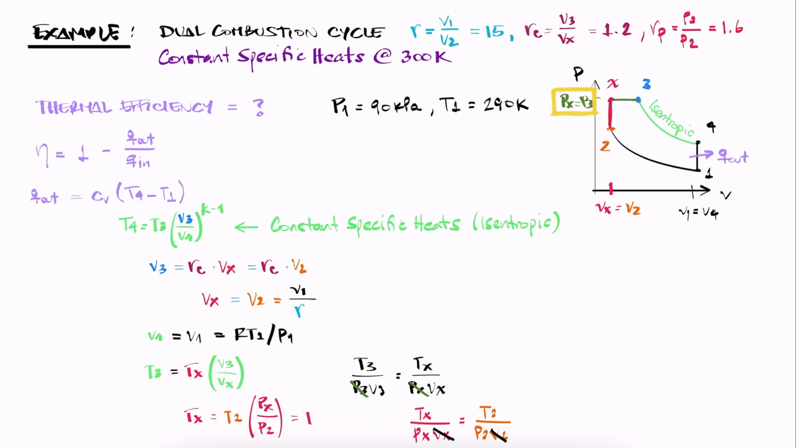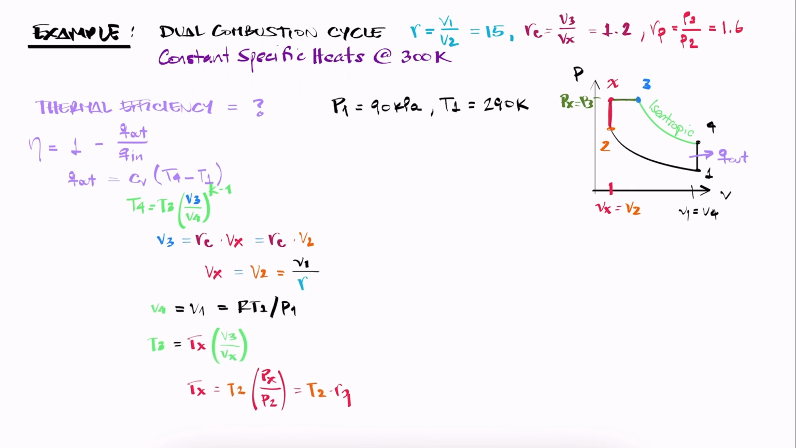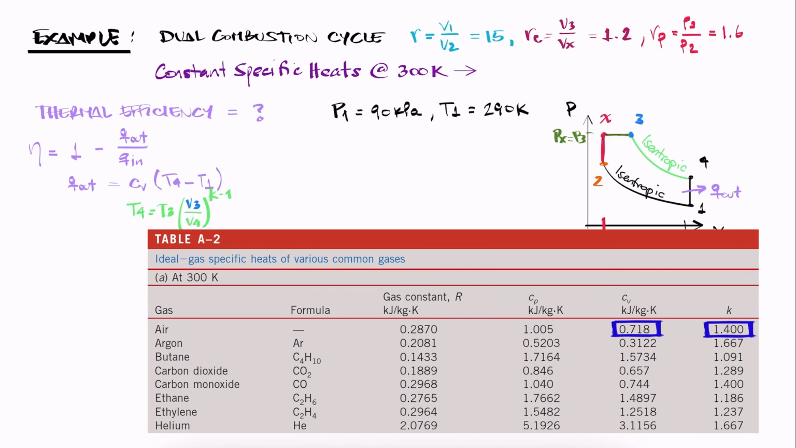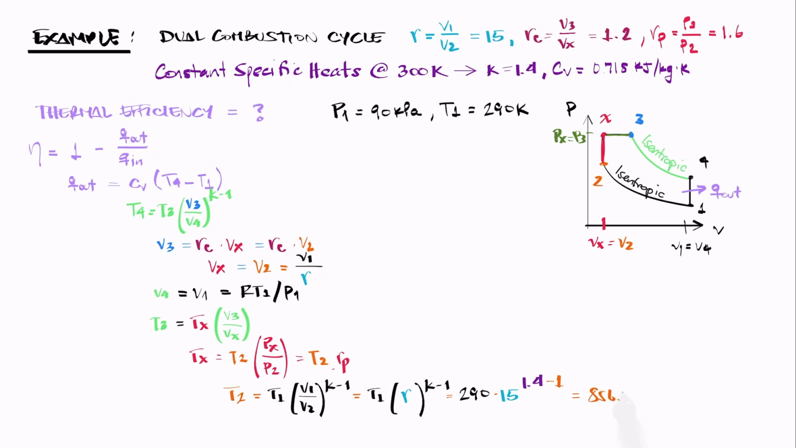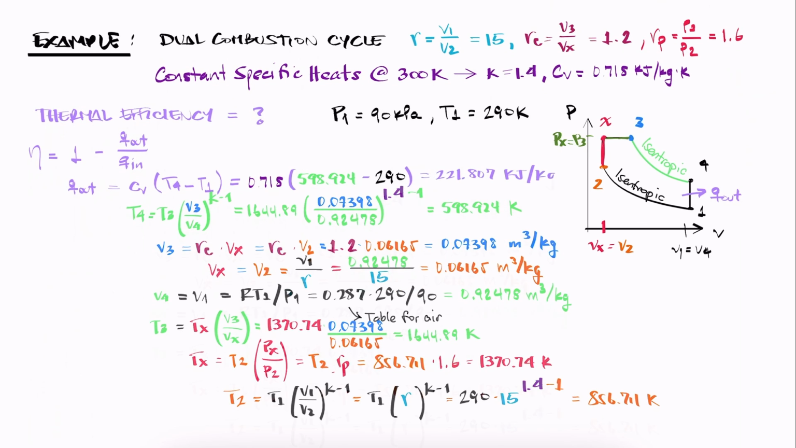Since P3 is Px, this fraction is the pressure ratio. And finally, between 1 and 2, we have an isentropic process too, so T2 can be written in terms of T1 and the V ratio. We look up k and Cv for air at 300 Kelvin, like the problem asked, and we substitute all of the numbers that we can calculate to find the total heat out, Q out.